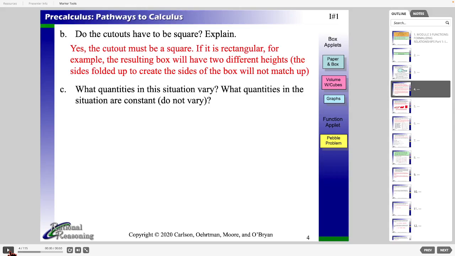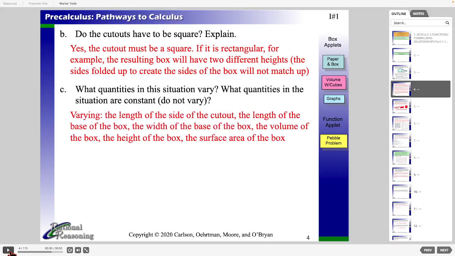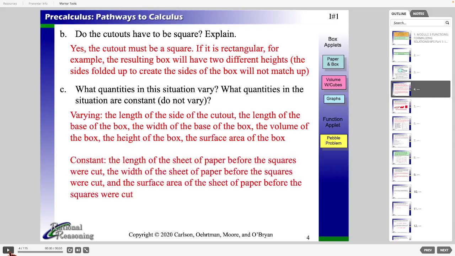The quantities that are going to vary: the larger I make the cut, the width and the length are going to become smaller, right? Because I'll take more of the cut. The less of a cut I make, the more length and width I have, but then the height is less. So again, play with the animation, but what we're stuck with is the paper doesn't change size.